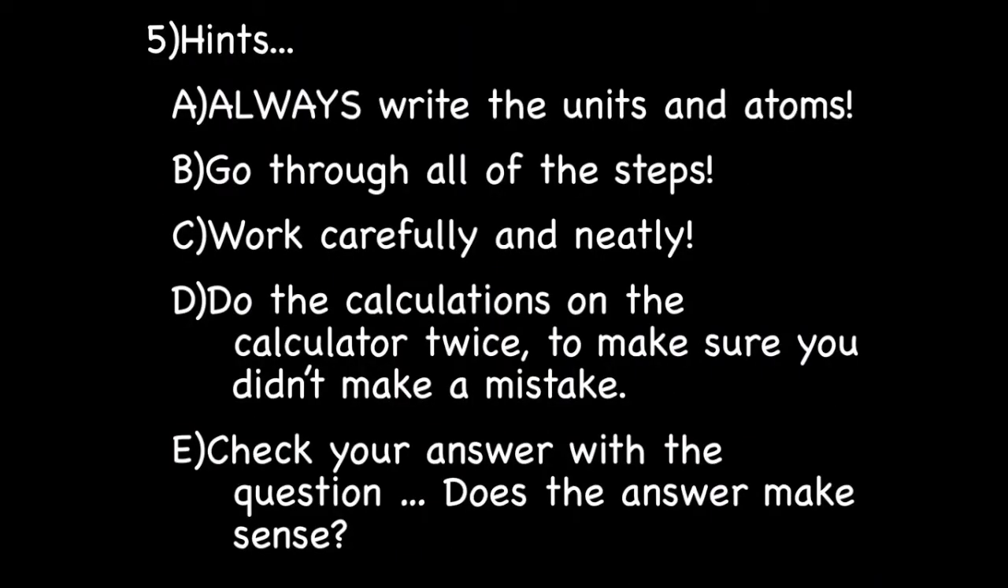All right, a few hints. Always, always, always write the units and the atoms. I call that a stupid mistake blocker. It helps you to set the problems up correctly, so it's really important. Go through all the steps. Take the time to set the whole problem up. You're more likely to get the right answer. Work carefully and neatly. Do the calculations on the calculator twice. Don't set up the whole problem twice. Just punch the numbers in your calculator twice to make sure you didn't make a mistake. And at the end, check your answer with the question, does the answer make sense?